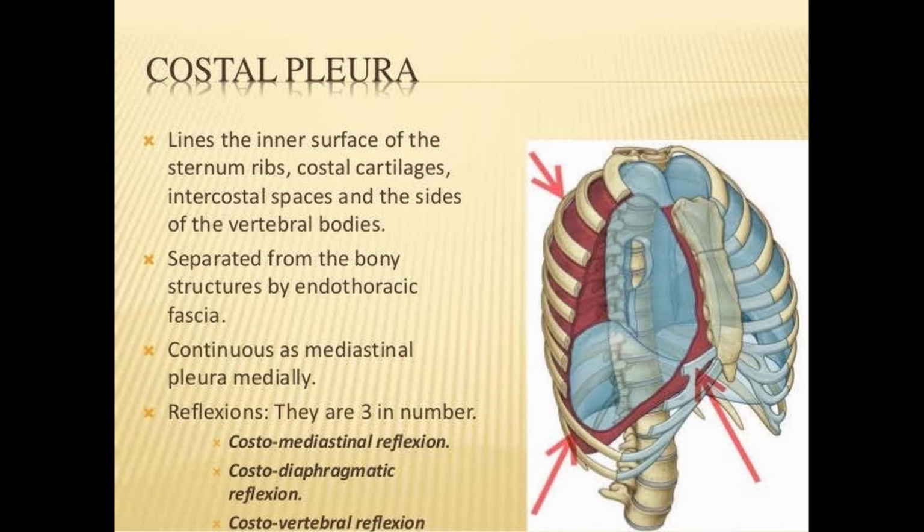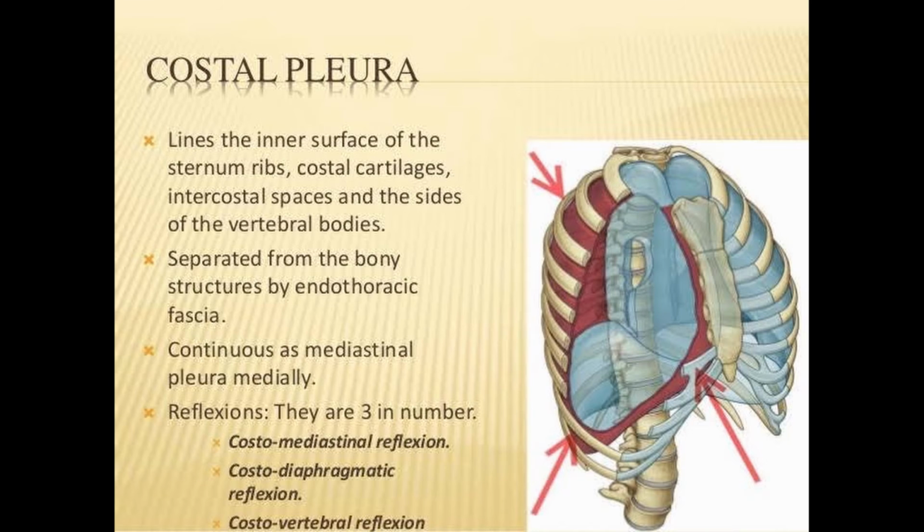Now second, we discuss the costal pleura. The term costal is used for the rib. In the diagram there is the costal pleura. It lines the inner surfaces of the sternum, ribs, costal cartilages, intercostal spaces and the side of the vertebral body. So it is termed the costal pleura, and it is separated from the bony structures by the endothoracic fascia. The endothoracic fascia separates it from the structures, and it is continuous with the mediastinal pleura medially.